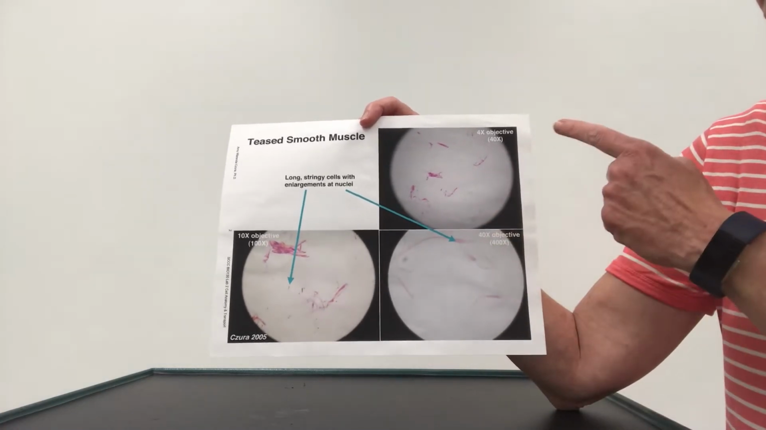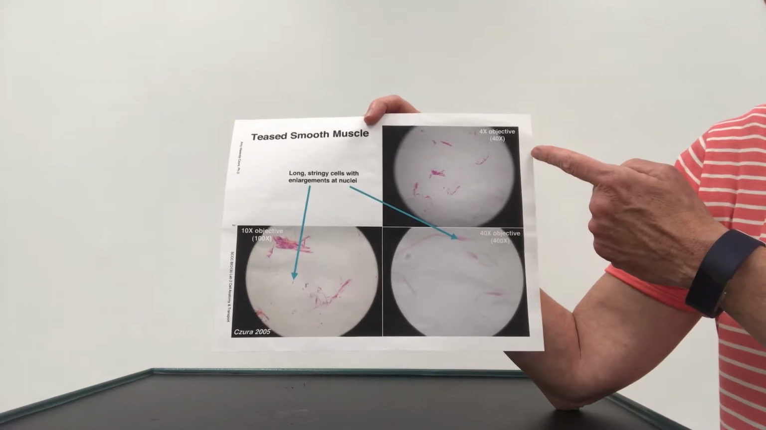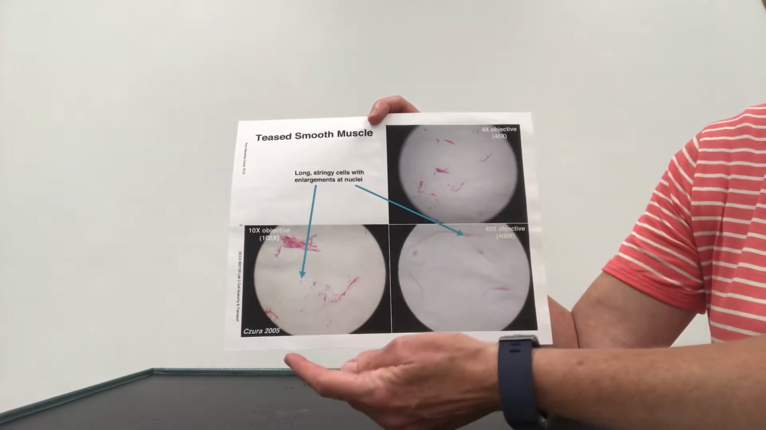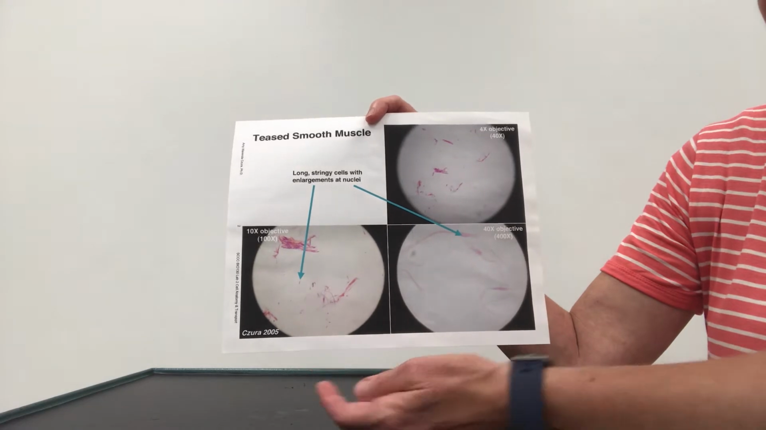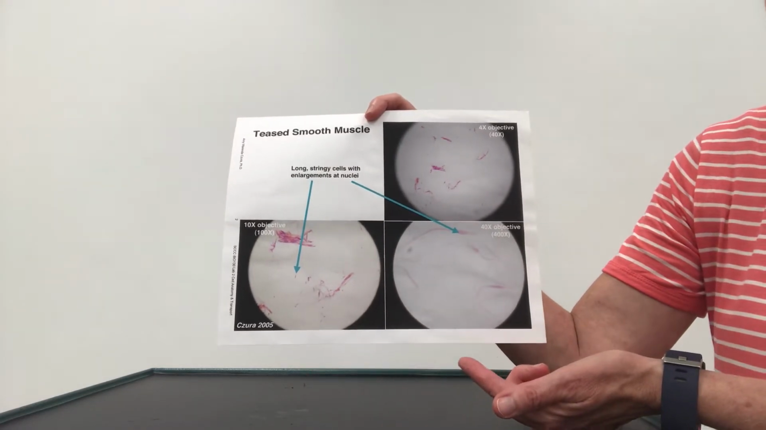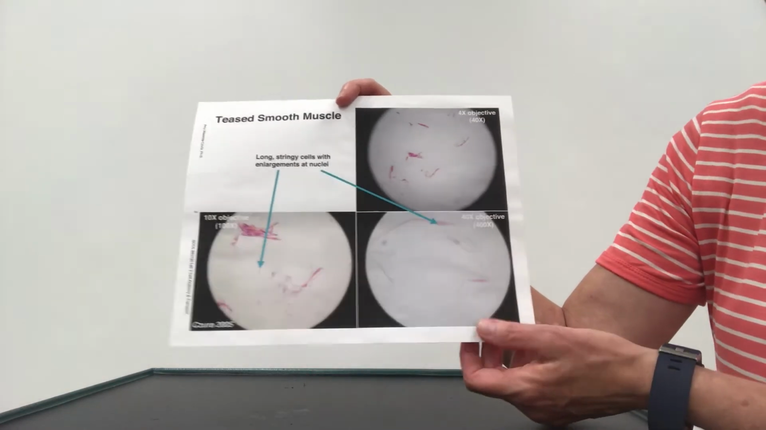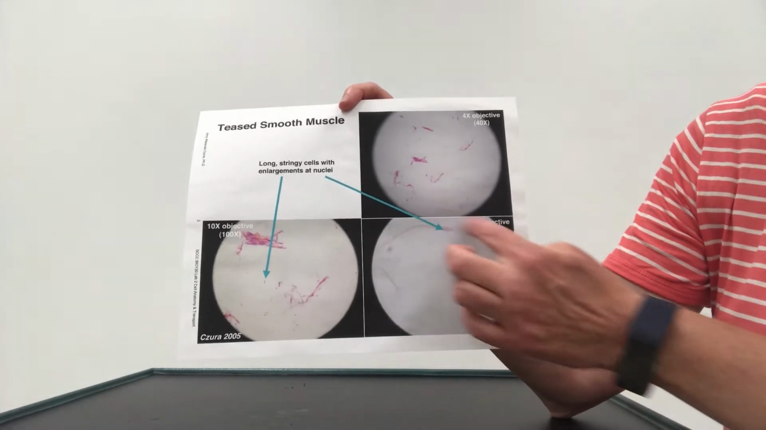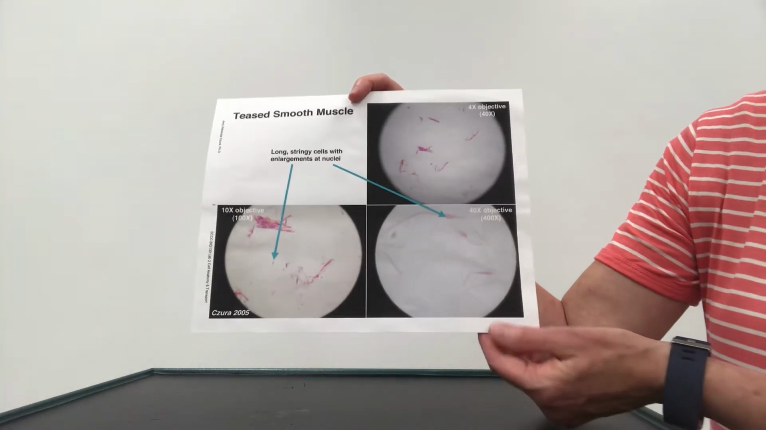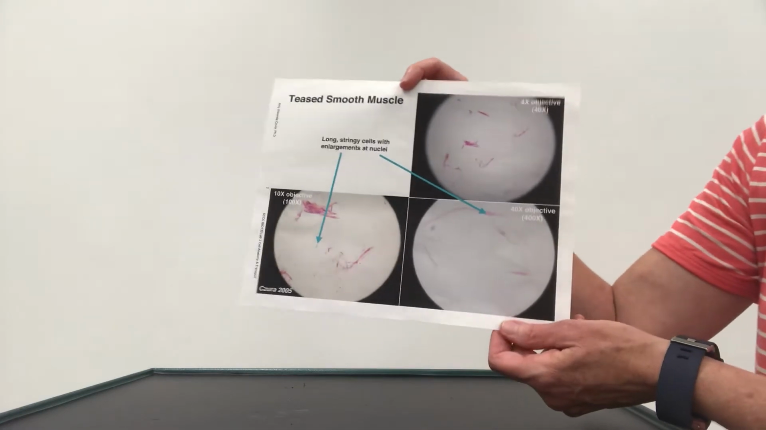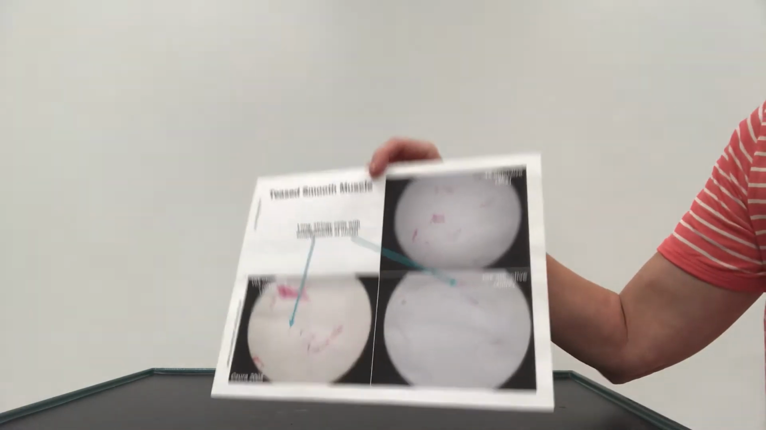And again, we've started with the lowest power, where the total magnification is 40, and then the low power total magnification 100, and then the high power total magnification of 400. And you can see the long, thin cells that the smooth muscle is, and this is so it can contract and move materials around.